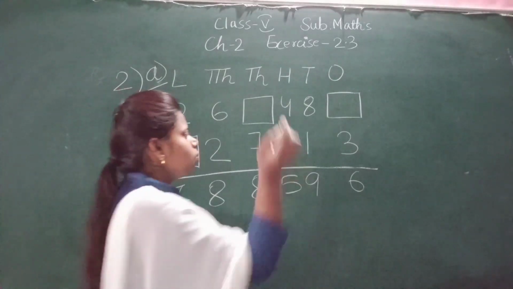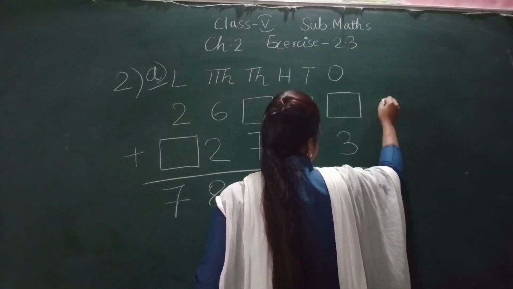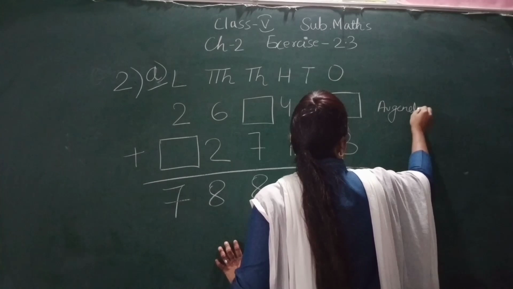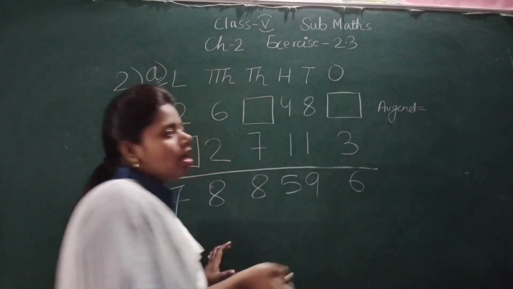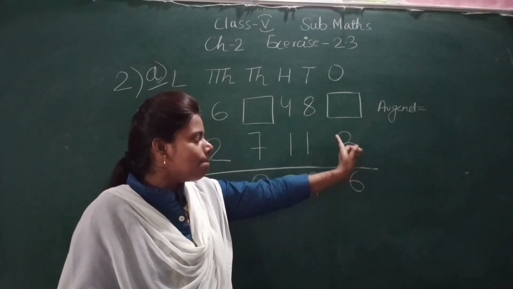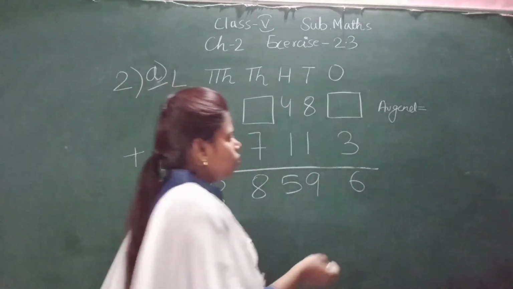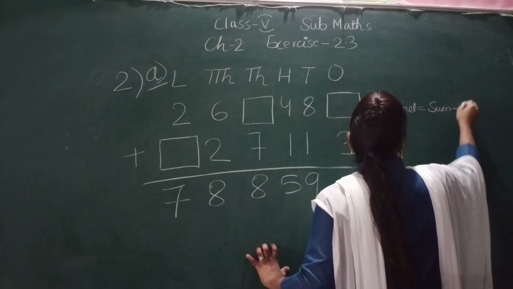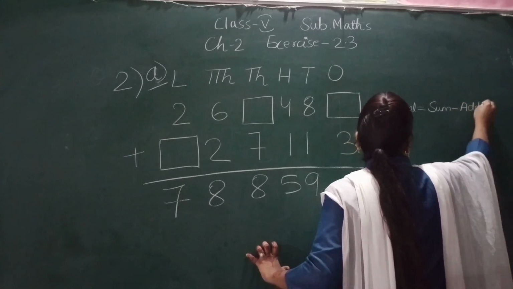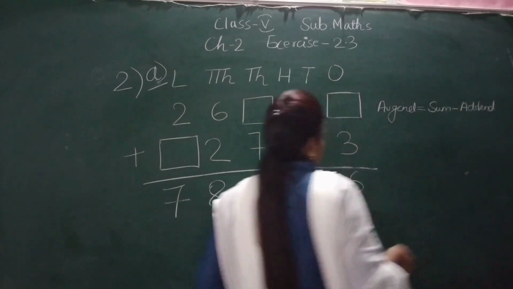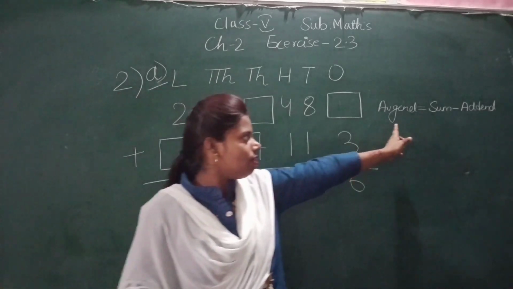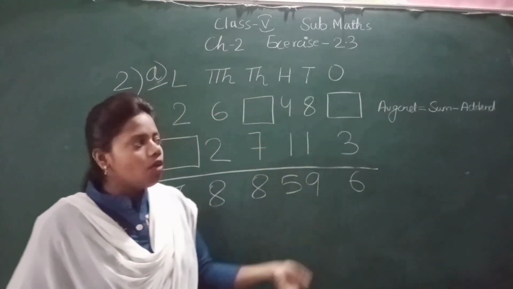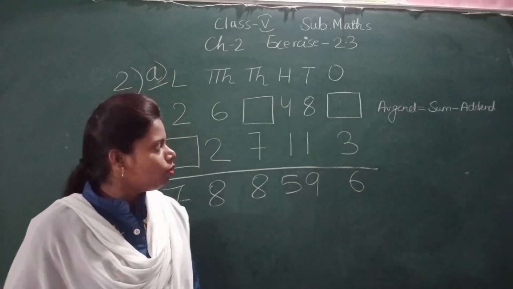To find origin, what you have to do? You have to subtract: sum minus addend. To find origin, sum minus addend. Now, to find addend, what do you have to do?